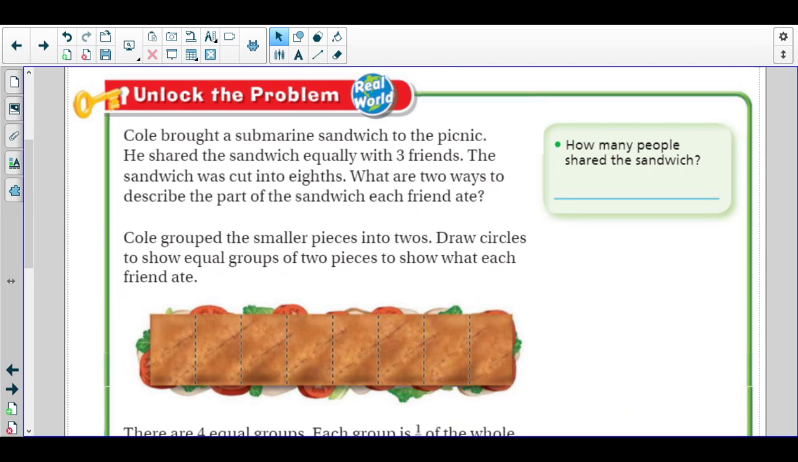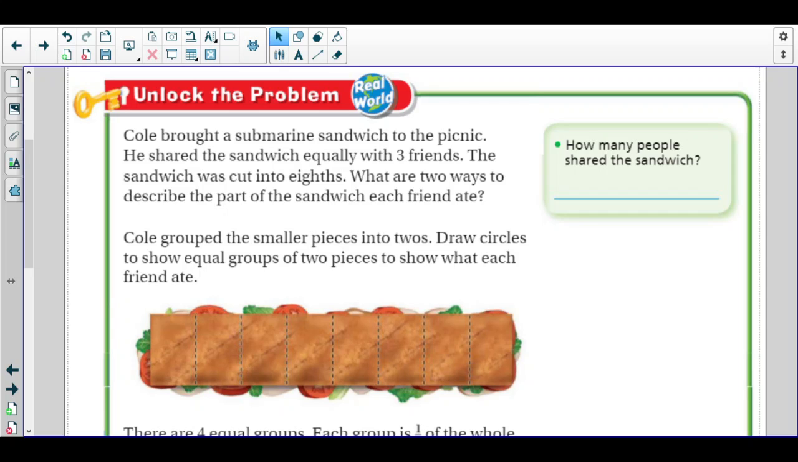Cole brought a submarine sandwich to the picnic. I guess he didn't buy it. He shared the sandwich equally with 3 friends. The sandwich was cut into eighths. What are 2 ways to describe the parts of the sandwich that each friend ate?